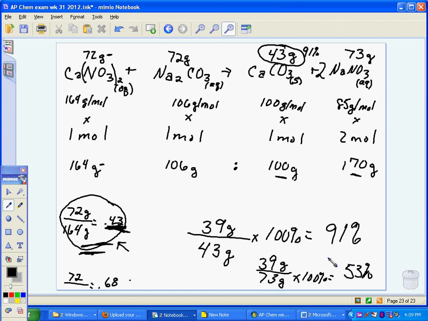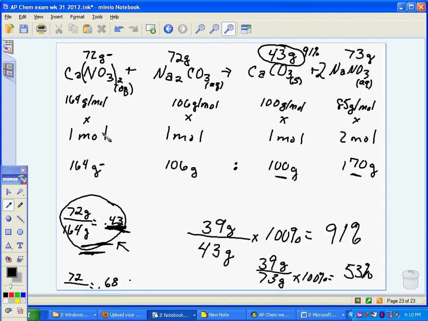Alright, so this was a 20-point problem because it checked many different areas. Number one, I could see whether you could do a double replacement reaction. Number two, I could see whether you could translate from a word into a formula. Number three, I could see whether or not you could balance an equation. Number four, I can see whether you know how to get the formula mass. I can see next whether or not you can get your mole ratios.